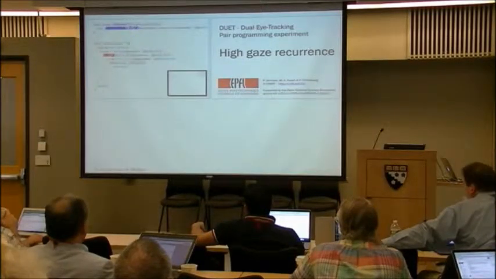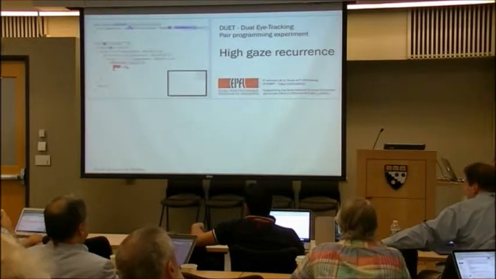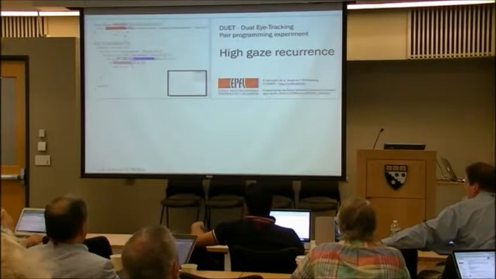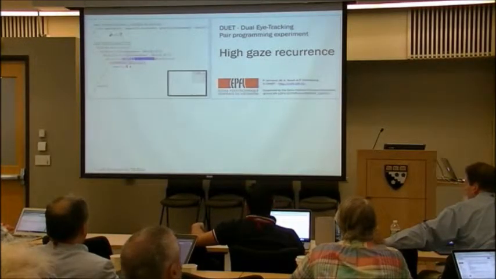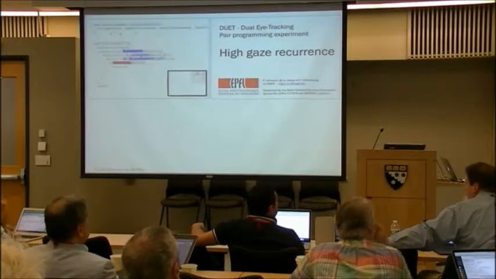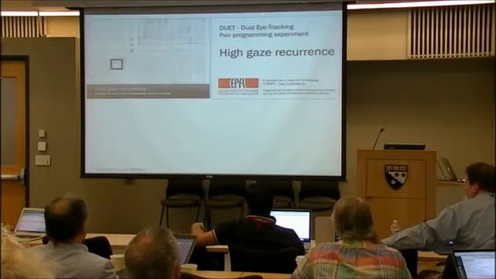P is for player, and those indexes are for their list of players. They talk about something, but they look at different things. And here, maybe what you don't see, this is the co-occurrence matrix where the diagonal is when they look at the same thing at the same time. Let's compare with a good pair.